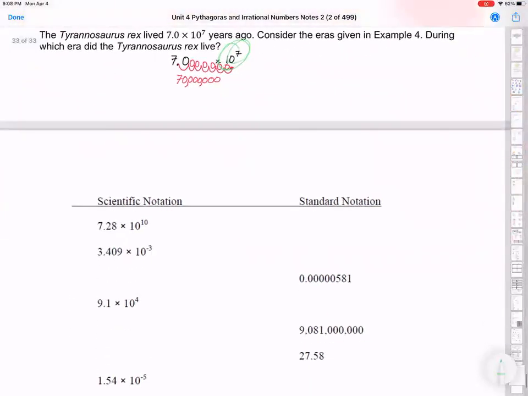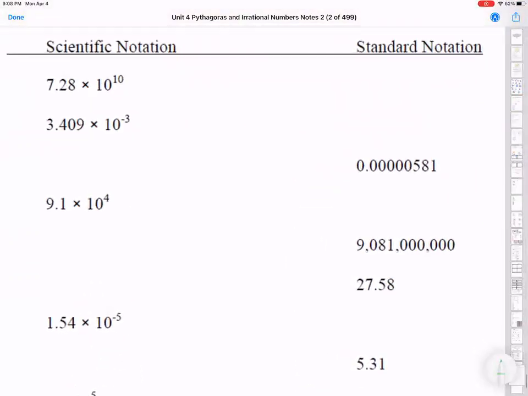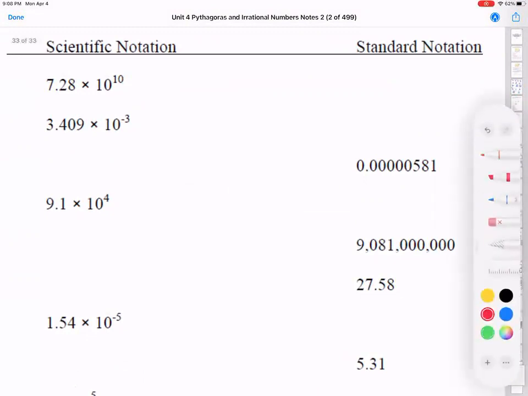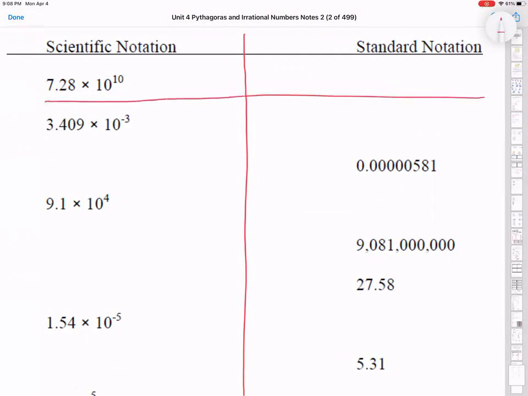All right. Next, what we have here, guys, is scientific notation and standard notation, and we have two completely separate columns. This is an awesome practice where you're going back and forth between the two of them. So if I have 7.8 times 10 raised to the 10th power, currently that is in scientific notation. What I want to do is make this into standard notation. I just want the number itself.